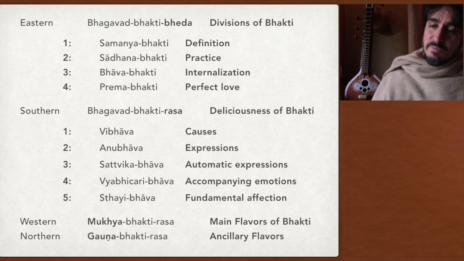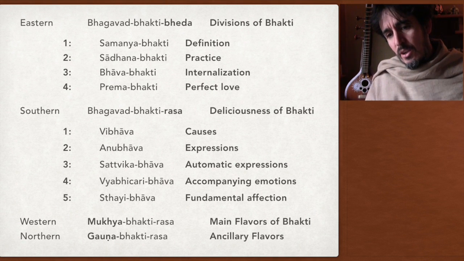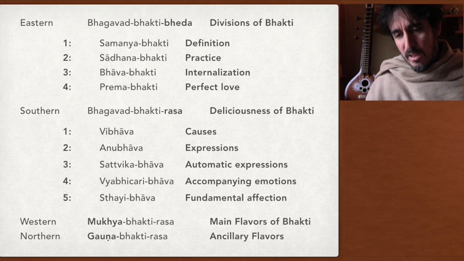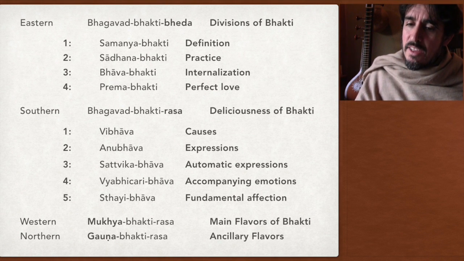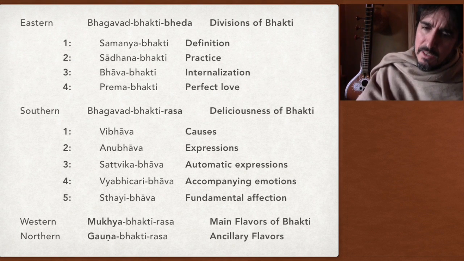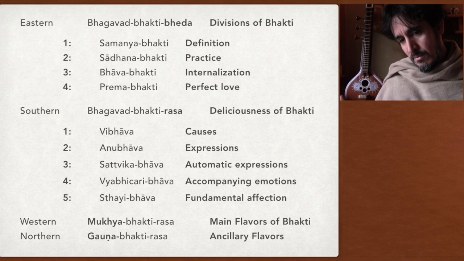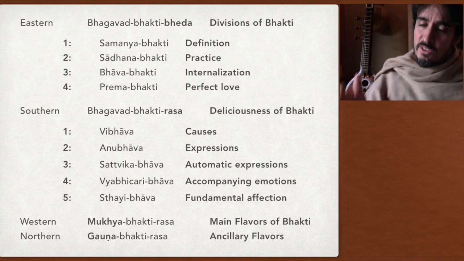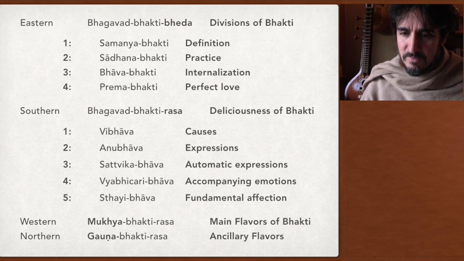The Gauna Bhakti Rasas, the Gauna Ratis, are Gaunas. Guna means quality. They qualify the main rasa. But why are they not Vyabhichari Bhava? Because Vyabhichari Bhavas come and go. Gauna Bhakti Rasas stay. There's certain Gauna Rasas that are appropriate for certain Mukhya Rasas, and that's going to be discussed in the Northern Ocean.